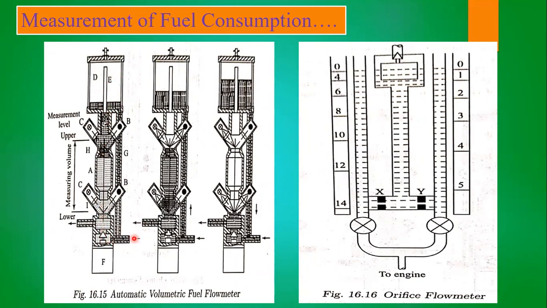Whenever there is no need for measurement of fuel, this will be empty, and the inlet magnetic wall will be open, which allows the fuel directly from the fuel tank to the engine. Whenever we need to measure, this magnetic wall moves slightly upwards, which restricts the flow from the fuel tank. Only the fuel from this equalization chamber is supplied.